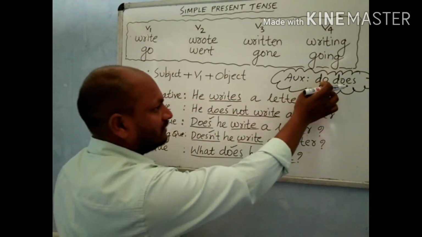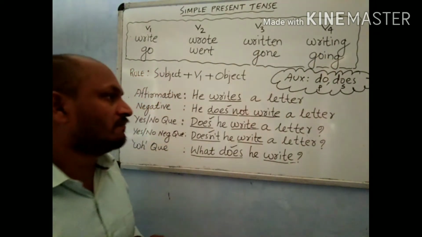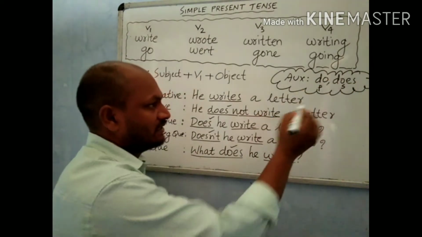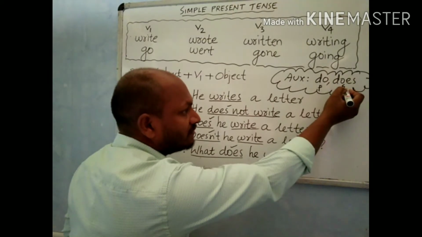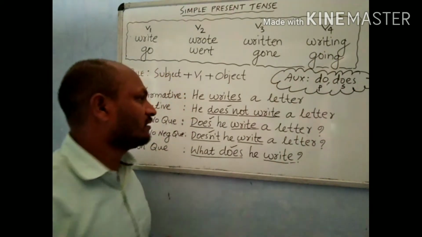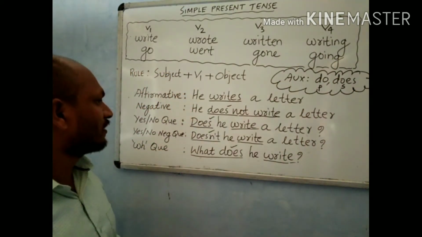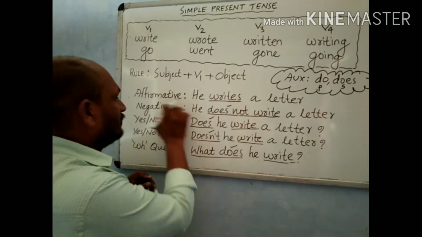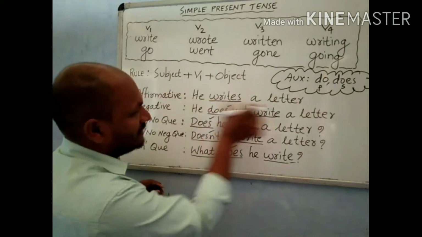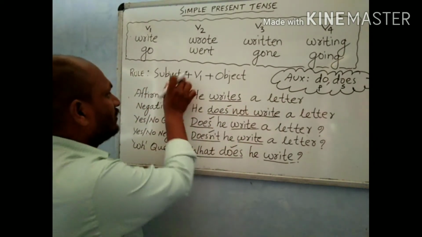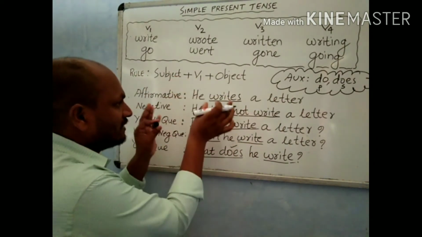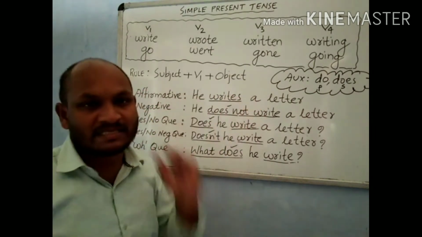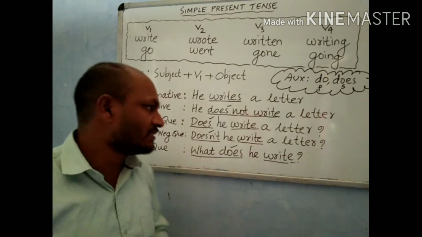And there are 2 auxiliary verbs for simple present tense, do or does. Does is used with a singular subject and do is used with plural subjects. I have written one example here. He writes a letter. In this sentence we have followed the rule of simple present tense. Otherwise, by seeing the first form of the verb, we can identify this sentence is written in simple present tense.